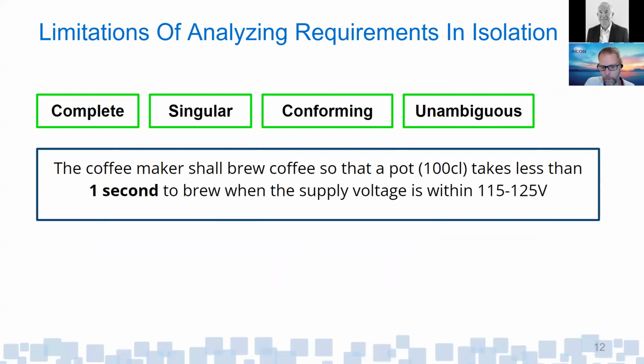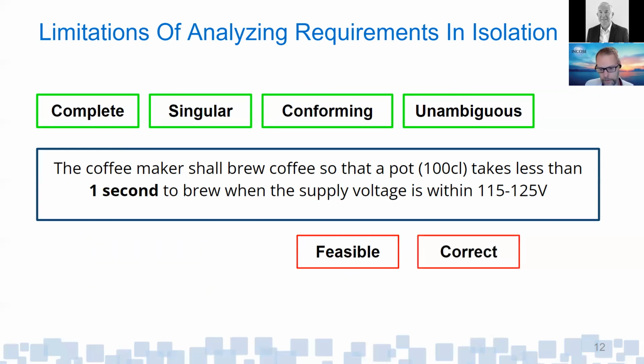But what about feasible? I haven't seen a coffee maker that can brew coffee in 1 second, unless it's instant coffee. So we would definitely fail that characteristic. And it's not correct either. I don't imagine that this could link to a usage scenario where 1 second would make sense. So in this case, we would get good requirement quality, but obviously it's not really a good requirement, or a requirement of good quality.